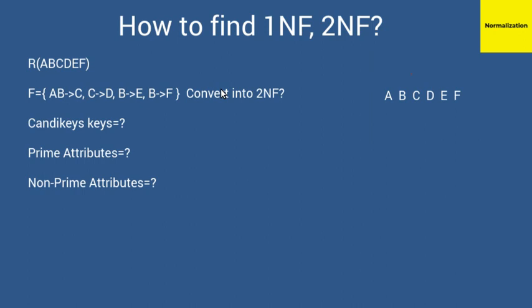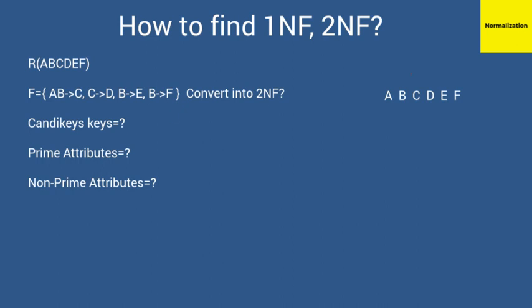For example, if you have a table like this with A, B, C, D, E, F, and you are given the functional dependencies and you need to convert it into 2NF. First of all, we need to check the conditions for 2NF. First of all, it needs to be in 1NF. Usually, if functional dependencies are given, then it is always in 1NF. Okay, it is 1NF. Then what is 2NF? A part of the candidate key should not derive a non-key attribute. First of all, we need to find the candidate keys.